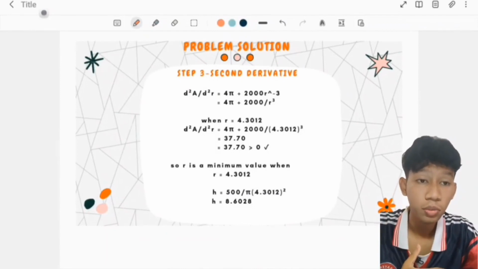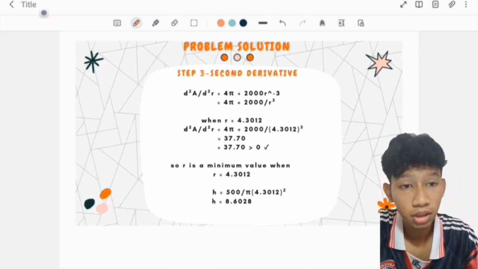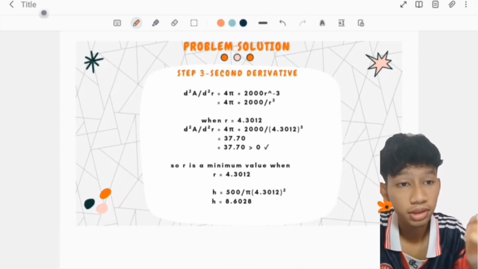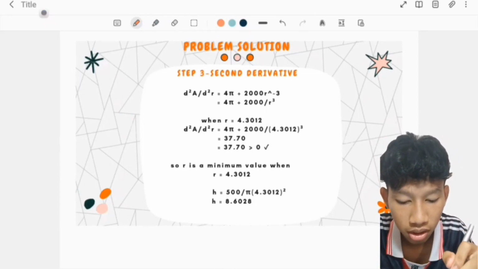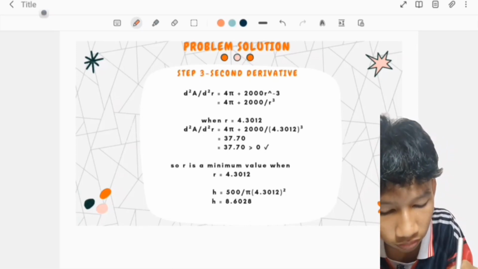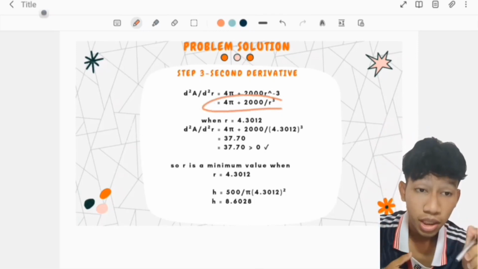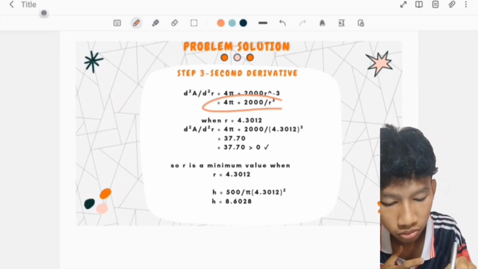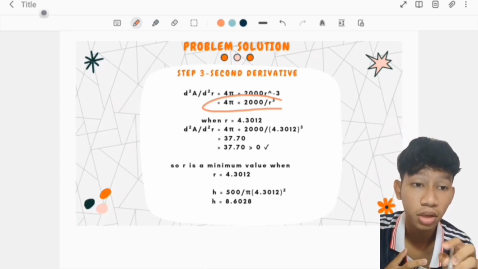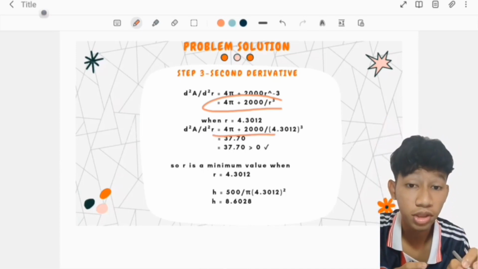Step 3, we need to do the second derivative test. So first, what we need to do is derive the second derivative of dA/dr, and we get d2A over dr2 equals 4 pi plus 2000 over r cubed. Then we enter the value of r, which is 4.3012, into the second derivative that we found, like this.